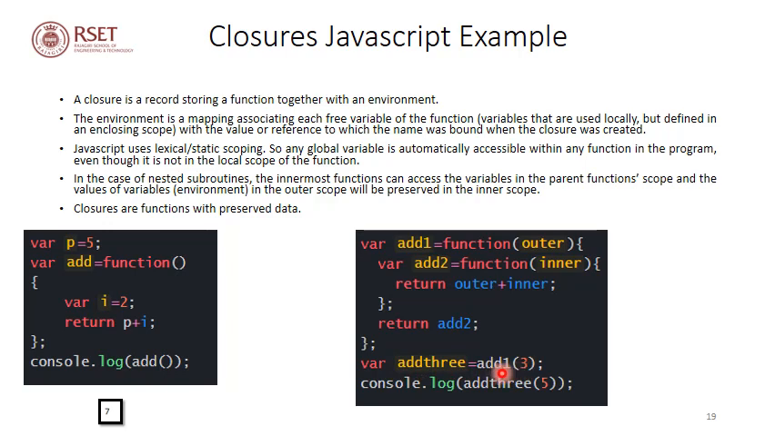Now in the main program, we are creating variable add3 equal to add1 of 3. Notice that add1 returns add2, so add3 will now be just a reference to add2. We are passing the value 3 to add1, which means the outer parameter will get the value 3. However, this will not return anything yet because we still do not have any value for the inner parameter. So the function add1 returns add2.